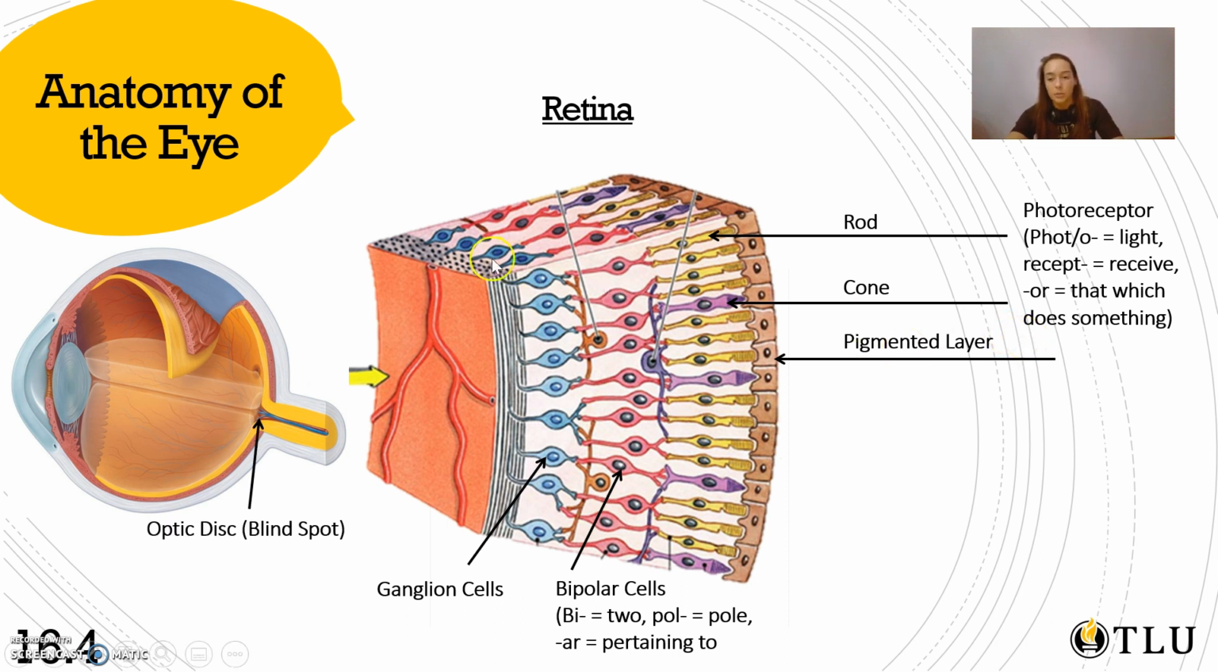The blind spot, or optic disc, is where the optic nerve leaves the eye. Here we don't have any photoreceptors, we don't have any rods and cones, so there's no way to process light. But because we have two eyes, our vision overlaps each other, so we don't notice it in everyday life.